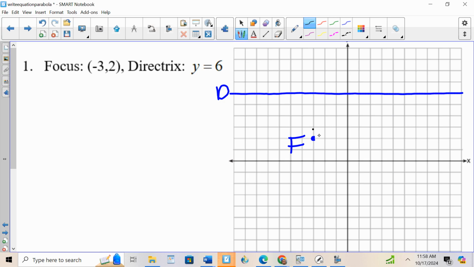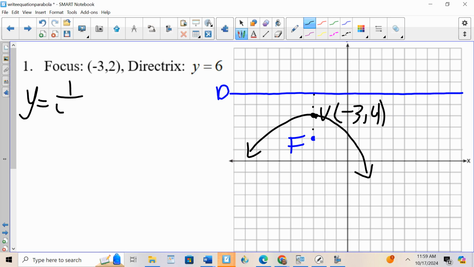So I count 1, 2, 3, 4. They're 4 away. Half of 4 is 2. That's your vertex. Now the parabola cannot hit the line, it cannot hit the directrix, otherwise it wouldn't be equidistant from the two of them. So my parabola in this case is going to open down. That's the first step, drawing the picture, and I want the coordinates of the vertex, which in this case is (-3, 4). So now to write the equation, y equals 1 over 4p (x minus v) squared plus t.